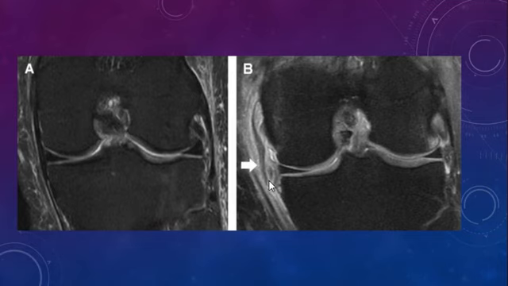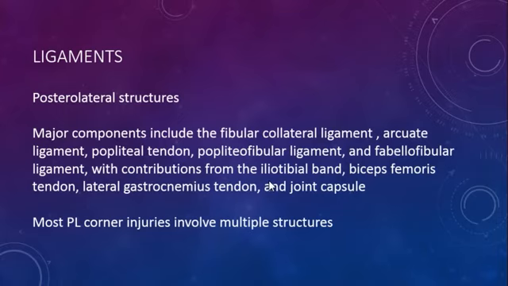Regarding the posterolateral aspect of the knee joint, there is a combination of tendons and ligaments, all together referred to as the posterolateral structures. The major components include the fibular collateral ligament, arcuate ligament, popliteal tendon, popliteofibular ligament, and fabellofibular ligament, with contribution from the iliotibial band, biceps femoris tendon, lateral gastrocnemius tendon, and joint capsule. Collectively they are referred to as the posterolateral corner structures, or posterolateral corner injuries. They will involve multiple of these structures.